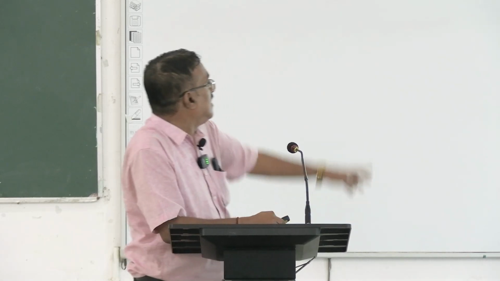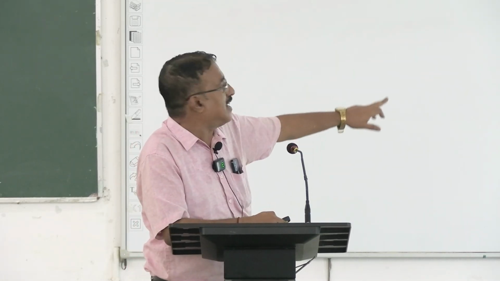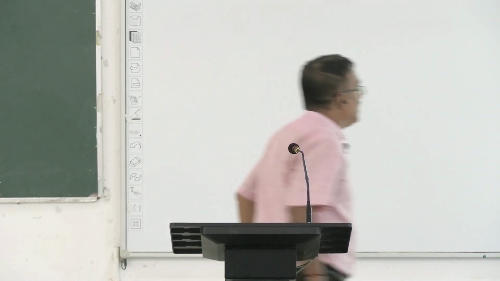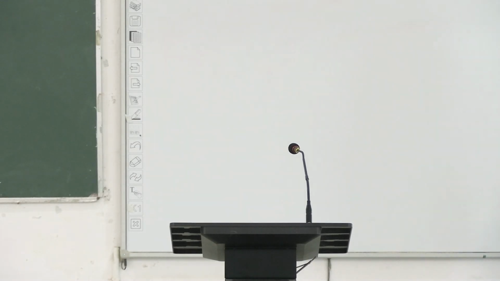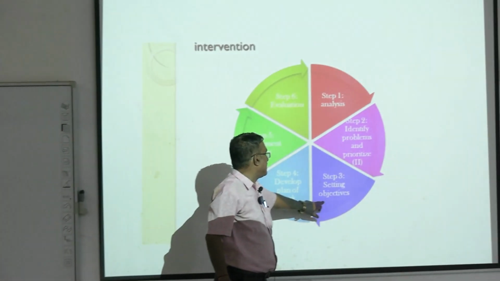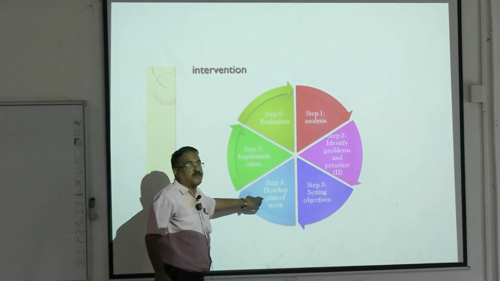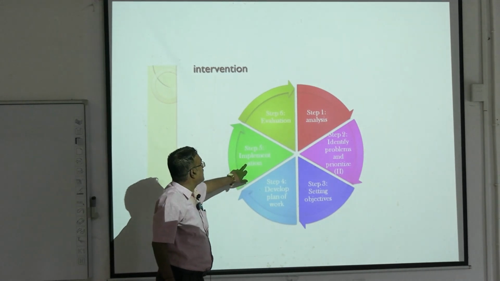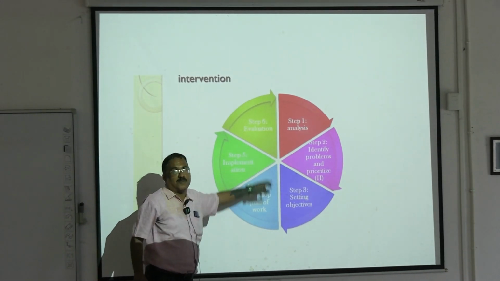So here, this is a cycle. I'm not sure whether you can see it properly because of the color. Step 1 is analysis. Step 2 is identify the problems and prioritize. Step 3 is setting the objectives. Step 4 is develop the plan of work. Step 5 is implementation. And step 6 is evaluation.